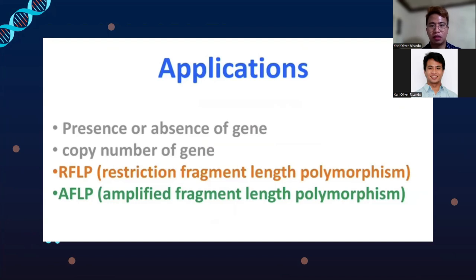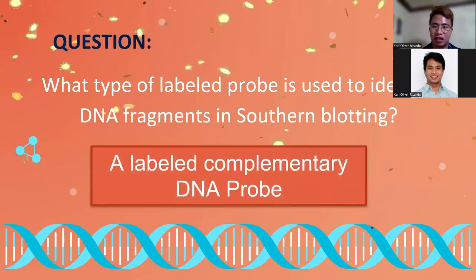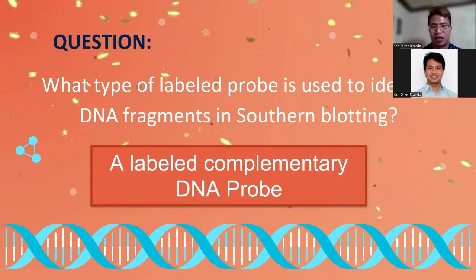So any questions po with regards to Southern blot? If none, ayan. So I have here a few questions na po. Ayan. So before we end our discussion. So first question, ayan. So what type of labeled probe is used to identify DNA fragments in Southern blotting? Diba? So ayun na yung clue natin dito. So we have the labeled as the complementary DNA probe or yung fluorescence type po natin.